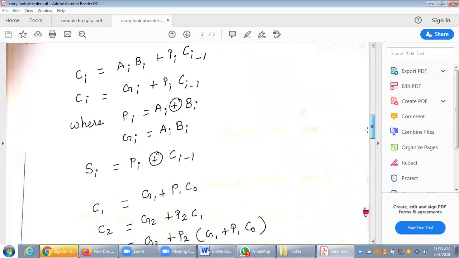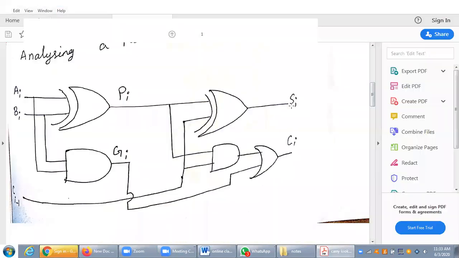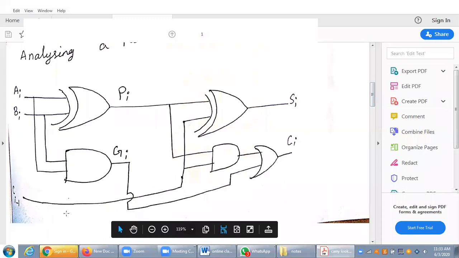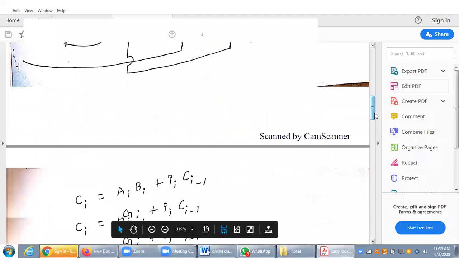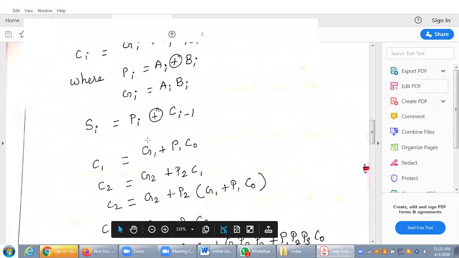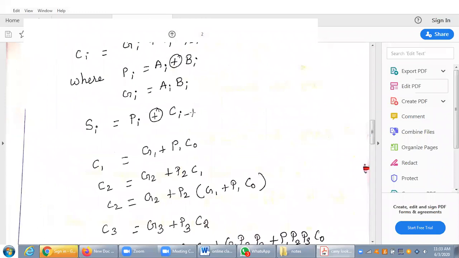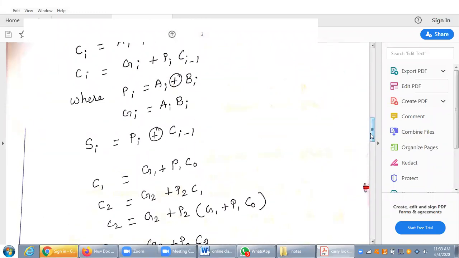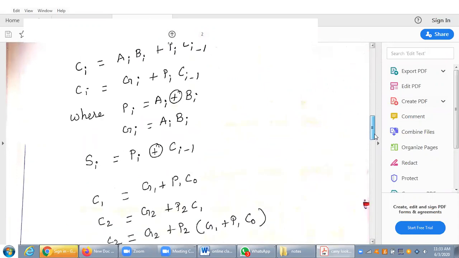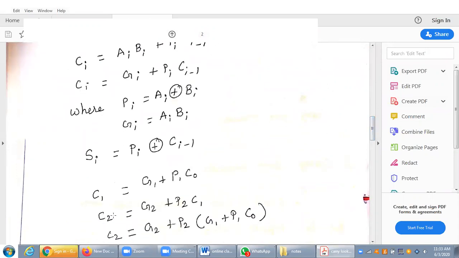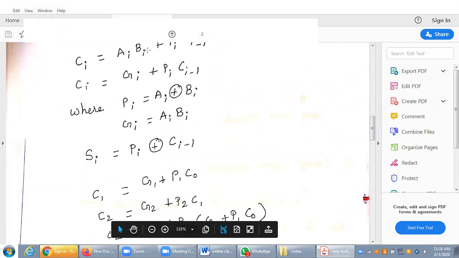And similarly, sum Si is nothing but Pi XOR with Ci minus 1. So we found the equation. Now we are going to substitute one by one. First Ci, instead of i, we substitute 1. So we get C1 equals G1 plus P1 C0, since 1 minus 1 gives C0.